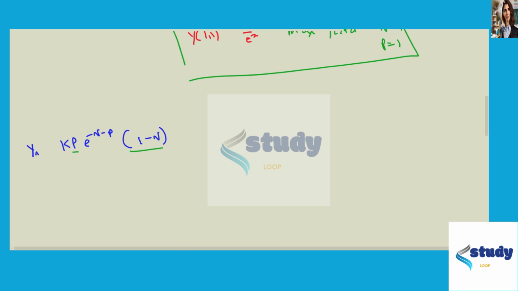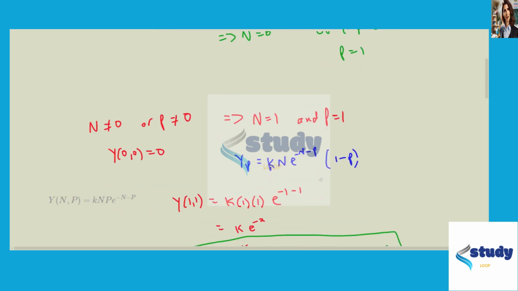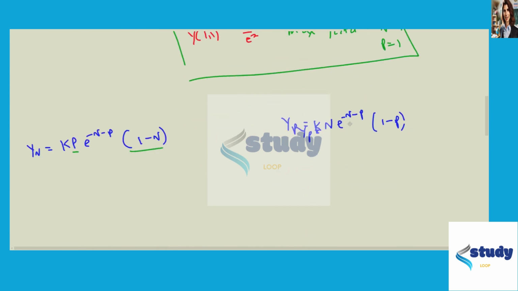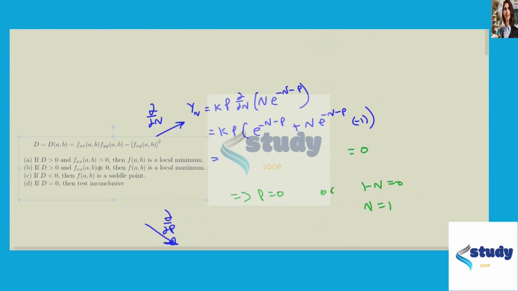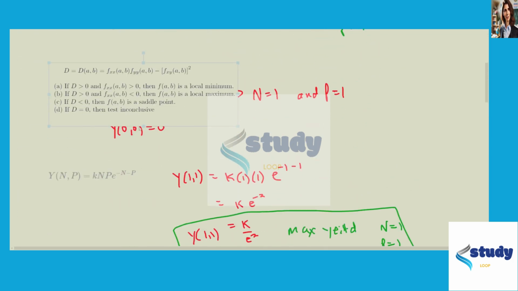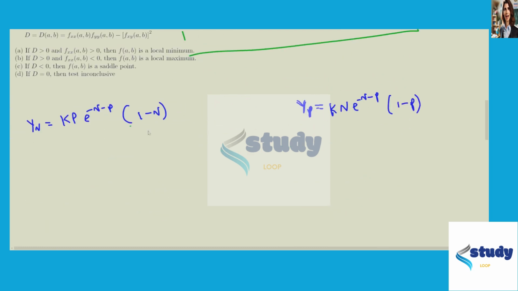So yn, and then yp is this here. Okay. Now, if we were to go ahead and bring this down here to see what we need. So we need all of our second partial derivatives. So let's go ahead and find those.